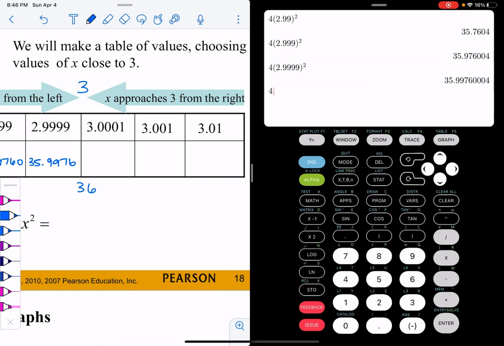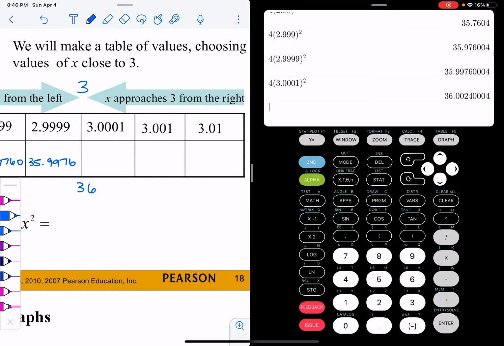let's see what happens there. If we have 4 times 3.0001 to the second power, that gives us just on the other side of 36, 36.0024. 4 multiplied by 3.001 squared gives us 36.0240, and 4 times 3.01 squared ends up giving us 36.2404.